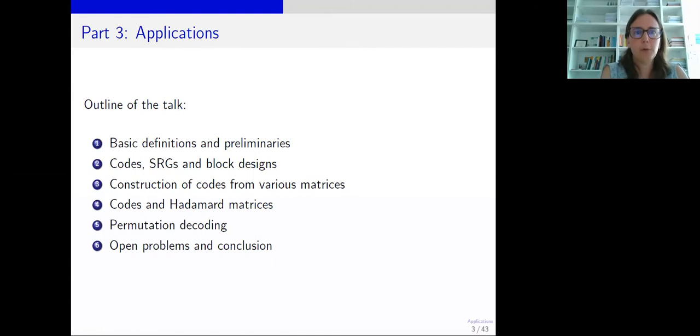So the plan for today's talk is this one. First of all, I will give you again basic definitions and some preliminaries. Then I will show you some references on the topics regarding codes constructed from SRGs and block designs. Then in the 2 parts, third and the fourth, I will show you how one can construct codes from various matrices that are connected with combinatorial structures. Then I will just quickly show you another application of the methods that I was speaking about, to obtain application in permutation decoding, and in the last part I will show you some open problems and conclude my talk.